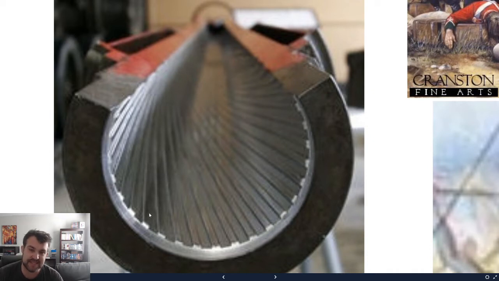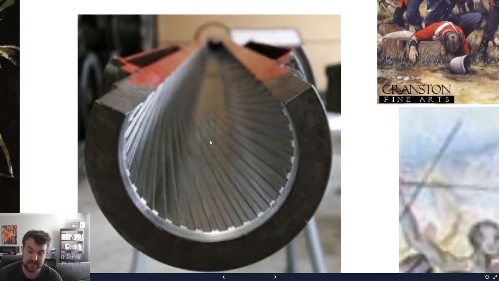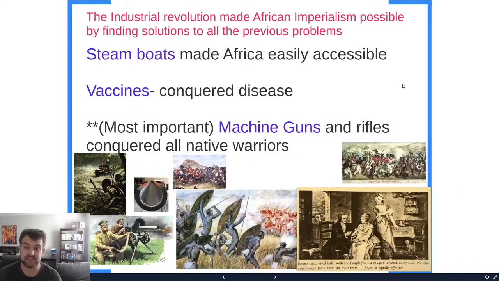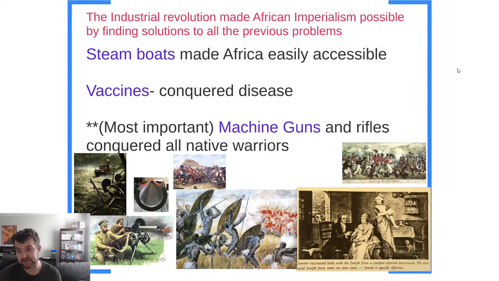Well, Europeans adapted that technology to their firearms, and when you have a rifled barrel like this, the bullets go really straight and they're a lot more accurate. So European guns just got way more effective at killing people. Also, machine guns. I mean, you just get bullet after bullet after bullet.